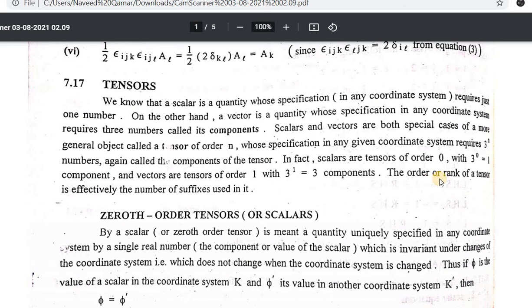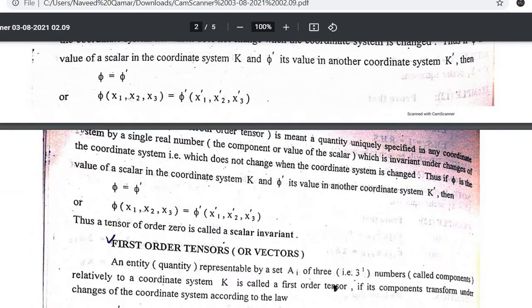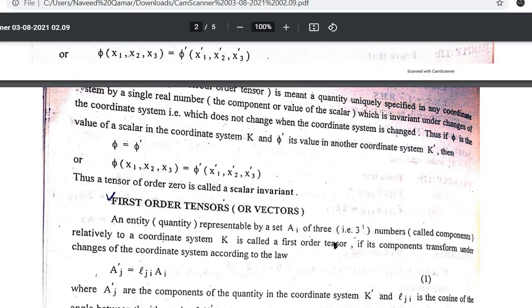The order or rank of a tensor is effectively the number of suffixes used in it. Suffixes mean, look at this expression, a, and the suffix is j. So this is a first order tensor.